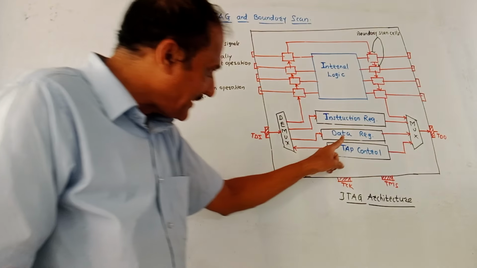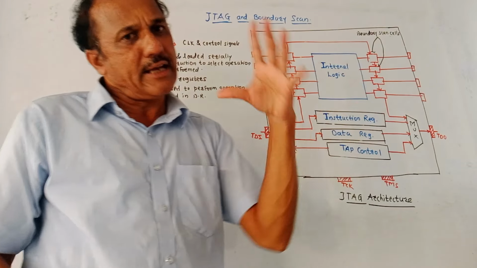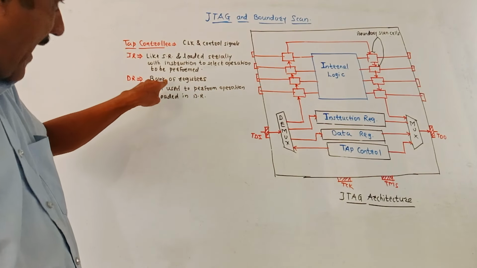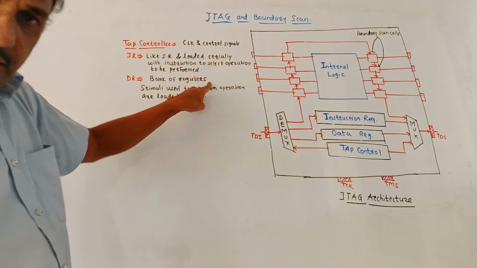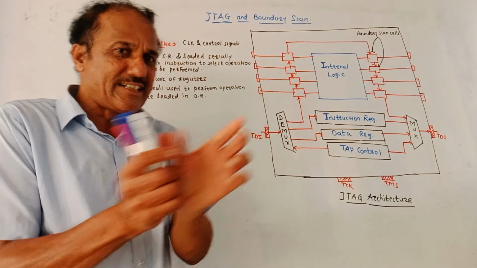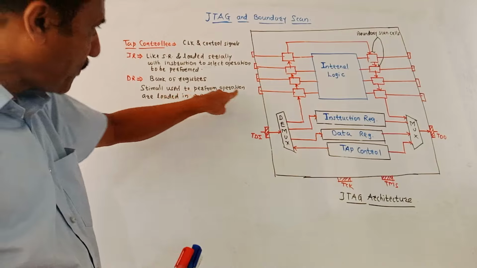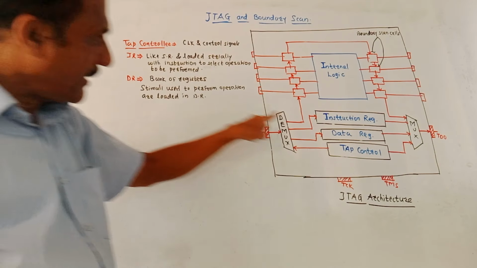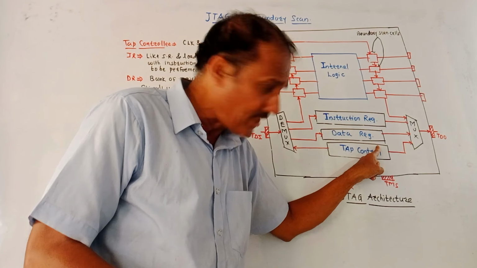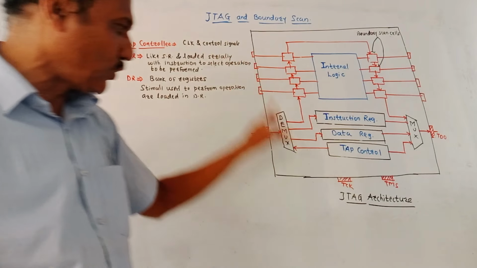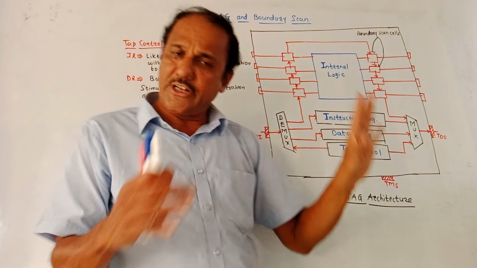Then DR, that is the data register. Actually DR contains a number of registers, so you can say the data register has a bank of registers. The external stimuli, that means external stimulus signals, used to perform different operations are loaded in the data register. Then the output of this data register is given to the mux, and then it is available at the TDO pin. So this is about the JTAG architecture.